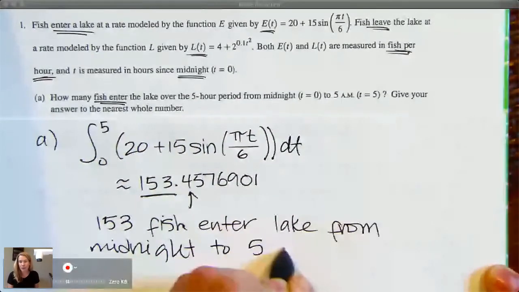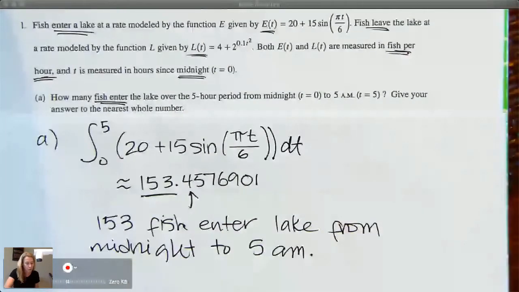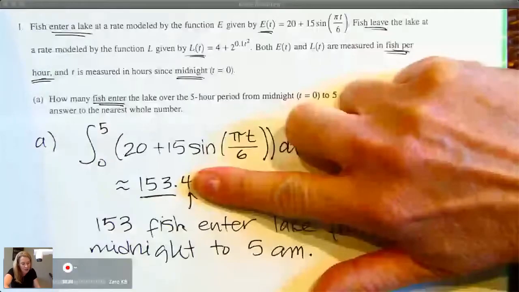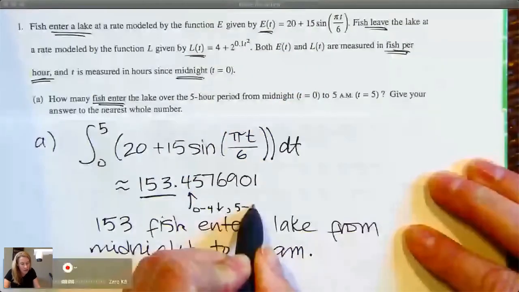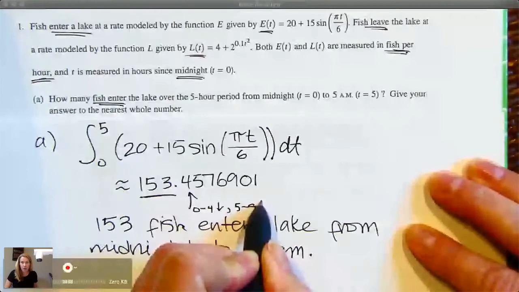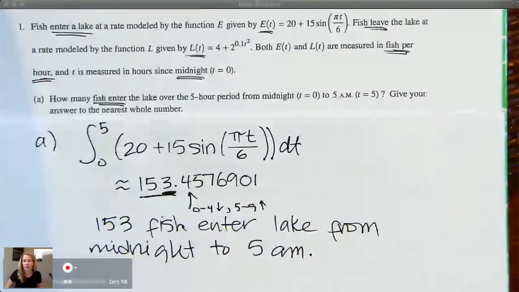Yes, we round down. Because you just look at the very next digit, the 576901 doesn't matter at all. Because this digit is between 0 and 4, we round down. If it was between 5 and 9, we would round this up to a 4. Alrighty? Yes, we would round down.